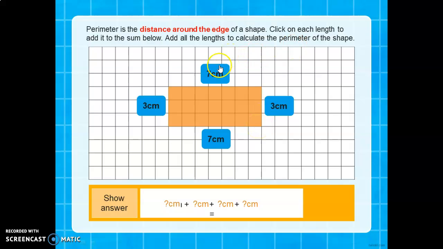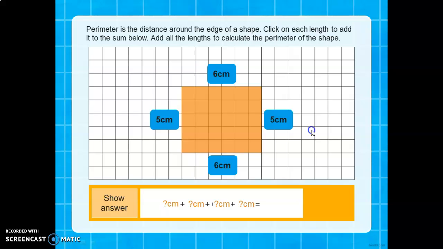Click on each length to add it to the sum below. Add all lengths to calculate the perimeter of the shape. Now, I'll let you do that at your own pace. So for us to find out the perimeter, which is the distance around the edge, we need to add all the sides. 3 centimeters plus 7 centimeters plus 3 centimeters plus 7 centimeters. And do the same for all shapes.